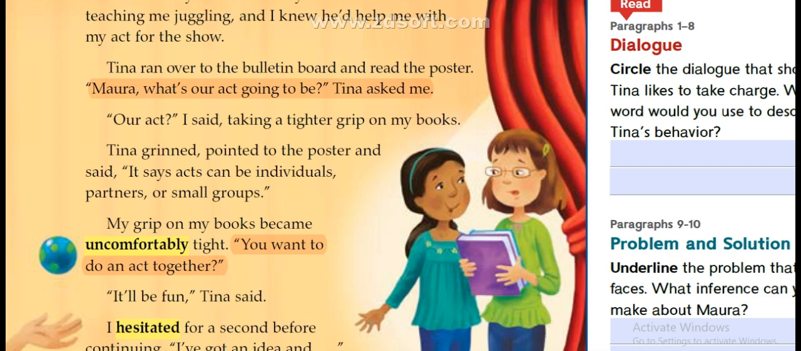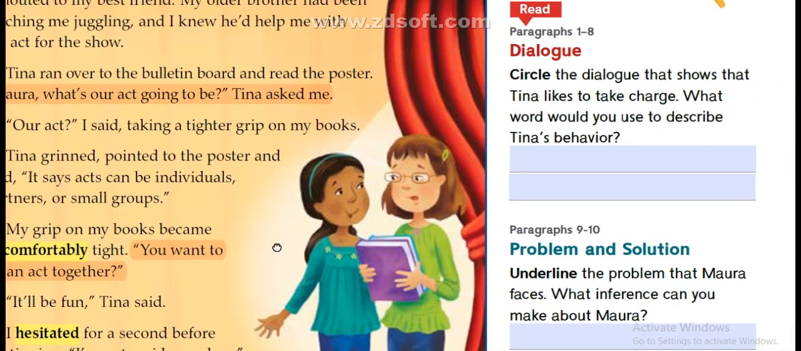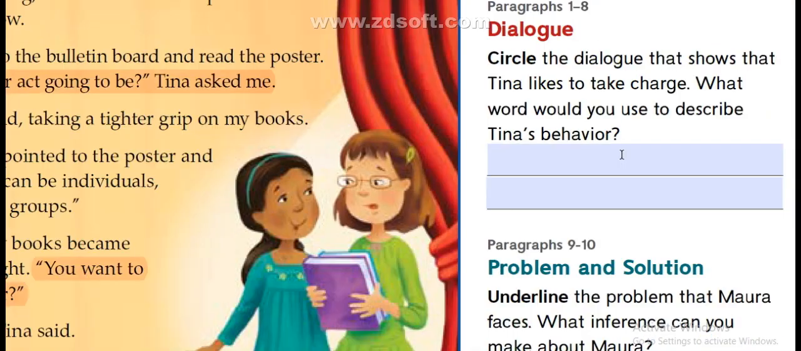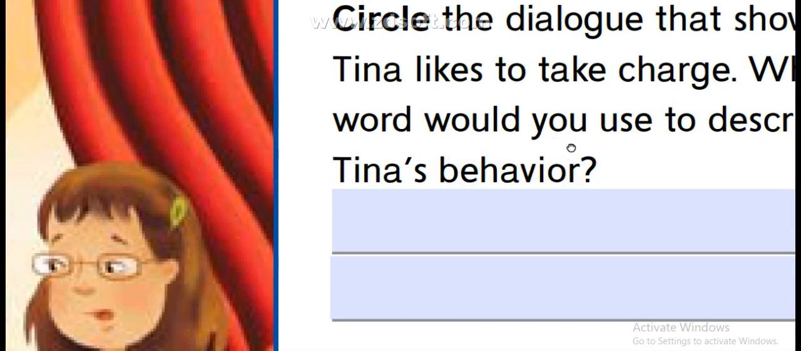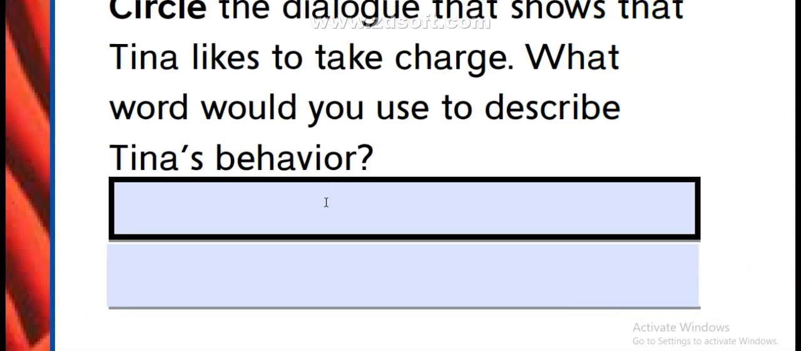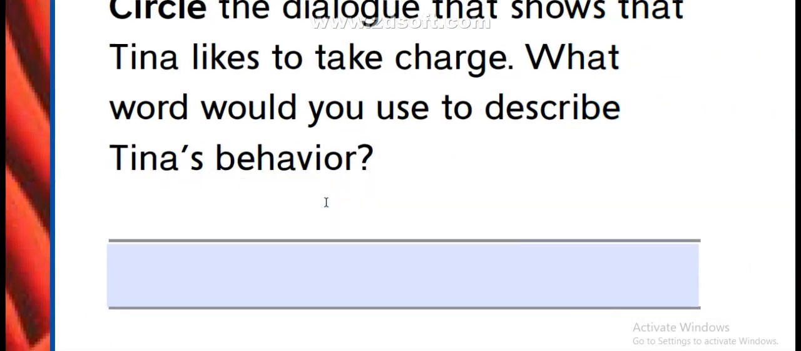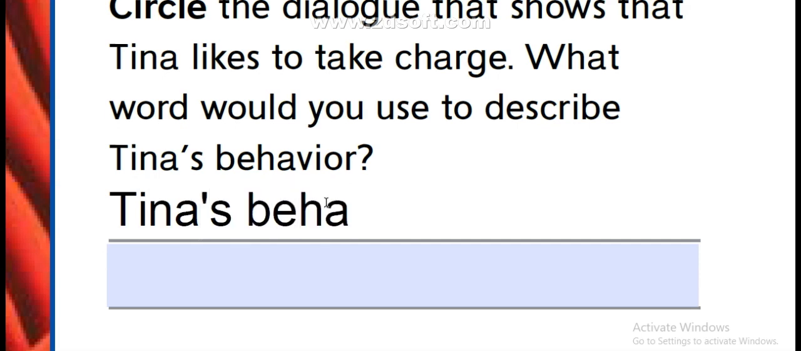So we can describe Tina's behavior as what? Is it a nice behavior? No, of course not. Is it a respectful behavior? No, it's a disrespectful behavior actually. But we should answer with a complete sentence. We cannot quickly write bossy and controlling. No, we should write a full sentence, a complete sentence, right?